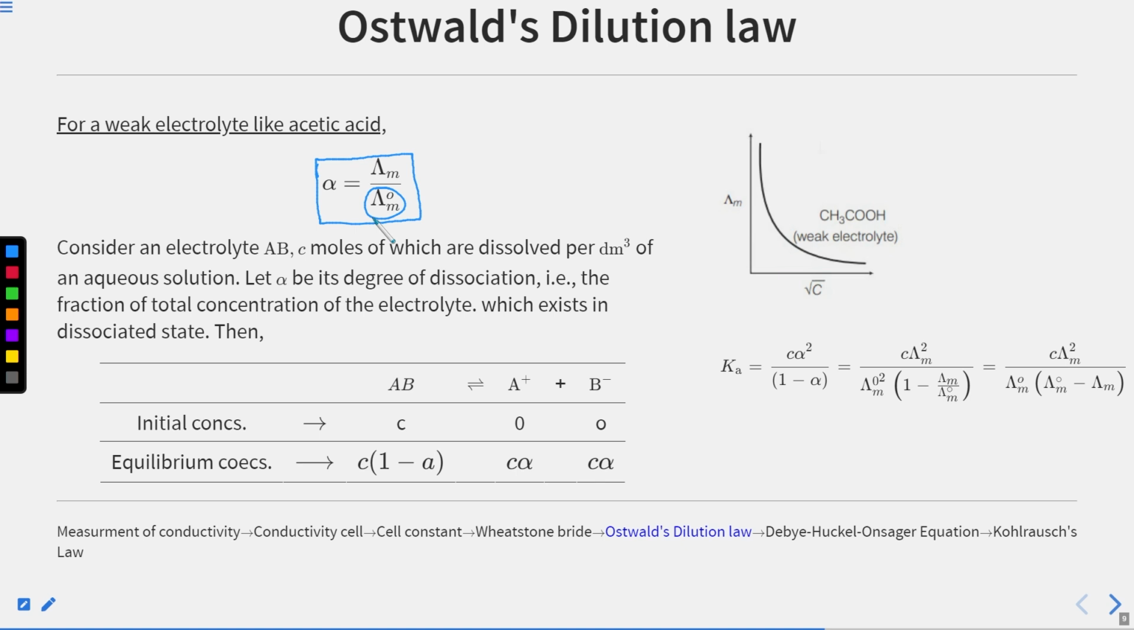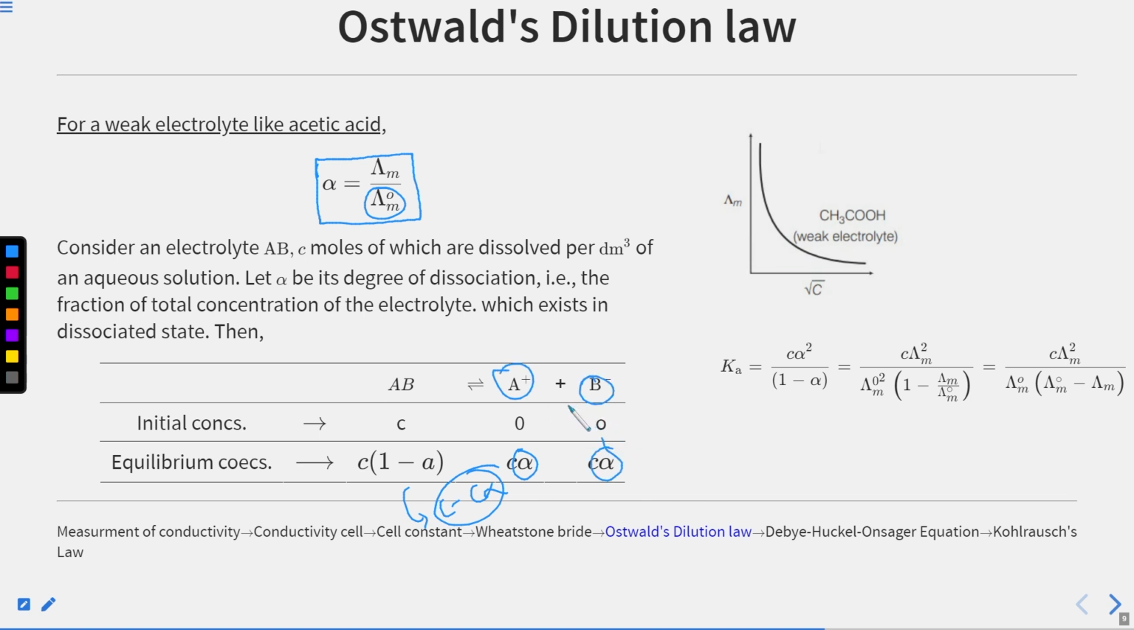So if you consider the equation AB going to A plus and B minus, then it would have initial concentration of A plus and B minus as 0, because we have not done any dilution. As time passes, we have our dilution and we have this AB going to A plus. Suppose alpha is the degree of dissociation, it will give you C minus C alpha, where alpha is the fraction of electrolyte that dissociated, and C minus C alpha gives us C alpha of A plus and C alpha of B minus.